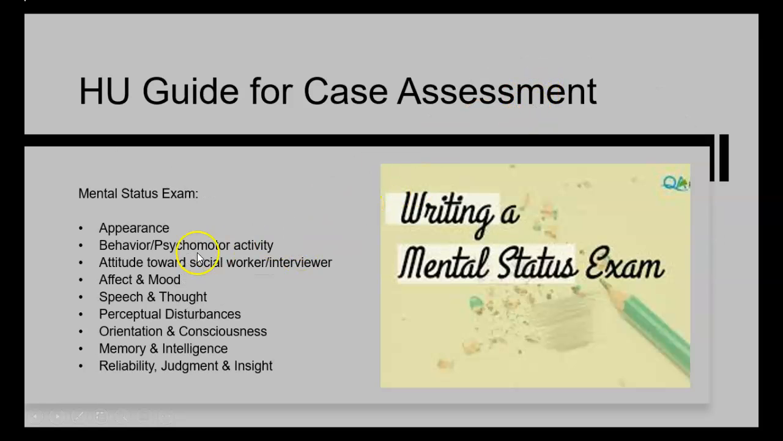The HU Guide for Assessment also has a mental status exam. Your agencies may not require a mental status exam. However, these are things to think about when documenting. How did the client appear? How did they behave? Were there any peculiar observations related to psychomotor activity? What was the client's attitude towards the social worker and the interview? Affect and mood: is there anything relevant and significant to document there? Speech and thought, perceptual disturbances, orientation and consciousness, memory and intelligence, reliability, judgment, and/or insight.